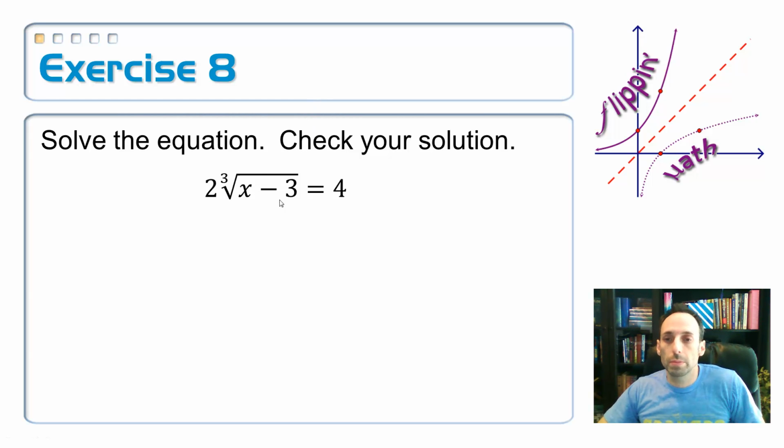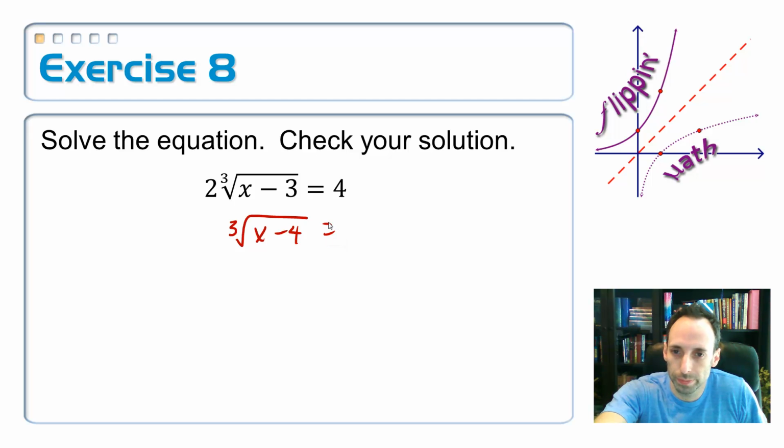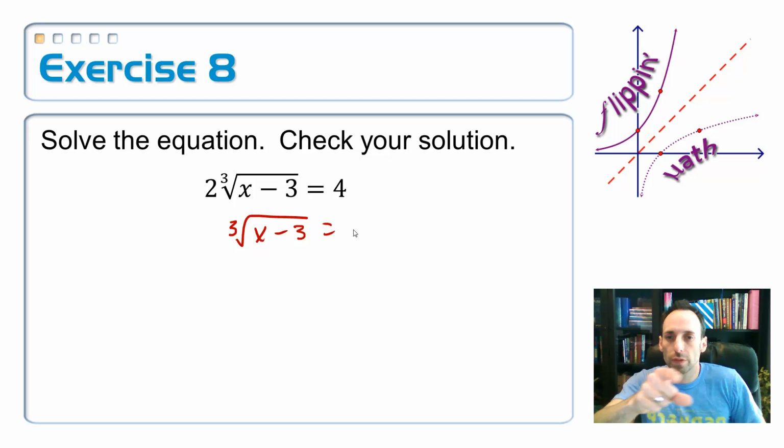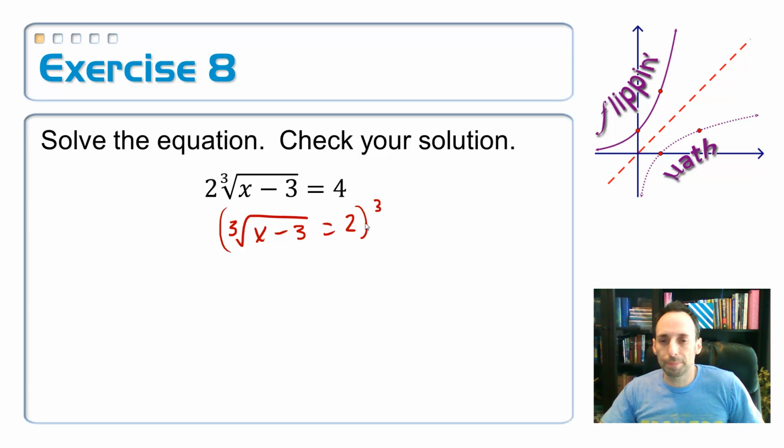Alright, so first divide both sides by 2. So I have the cube root of x minus 3 is equal to, so 4 divided by 2 is 2. Okay, I'm taking the cube root, so the inverse of that is cubing. On the left-hand side, the cube root and the cube cancel out, so I have x minus 3 is equal to 2 cubed, which is 8. Add the 3, so x is equal to 11.